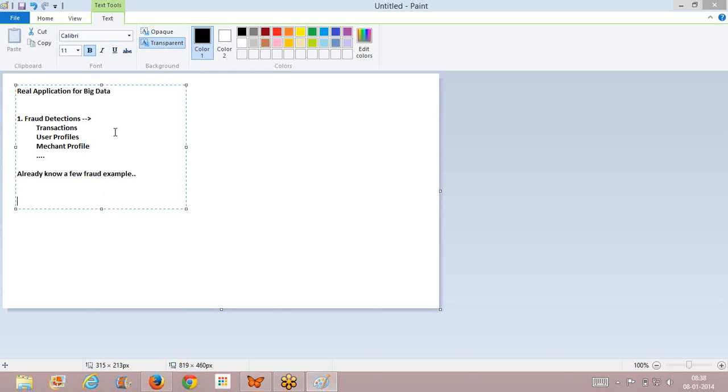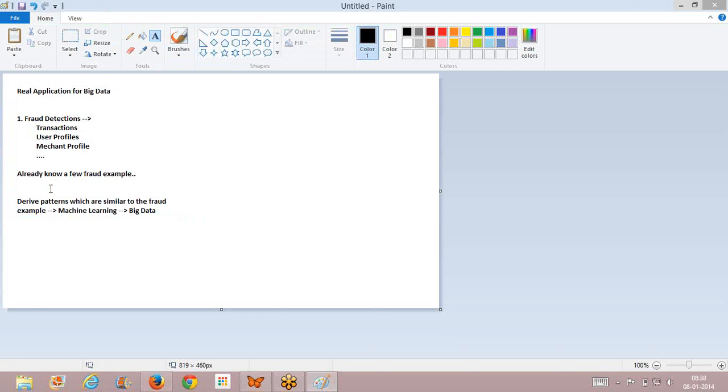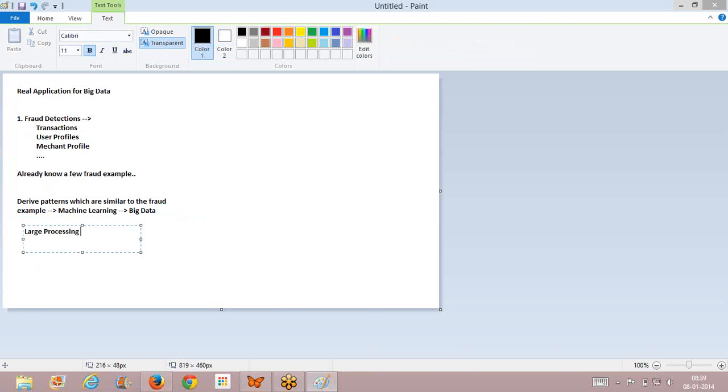So what you do is, you process this data and try to derive patterns which are similar to the fraud example. And for this you will use machine learning and so on. But where does big data come in? This processing is going to take a lot of time, and this is where big data is going to come and help you. So this is one example where you have a large processing need for structured data, and you can use big data processing.